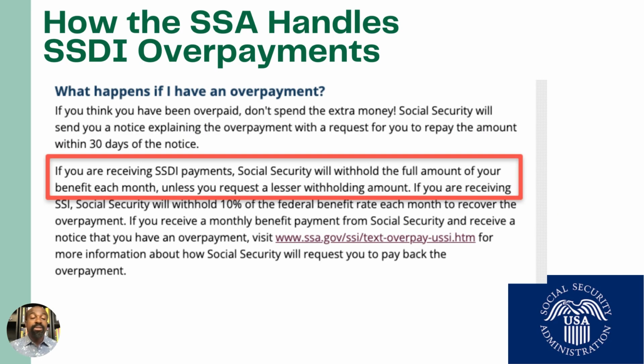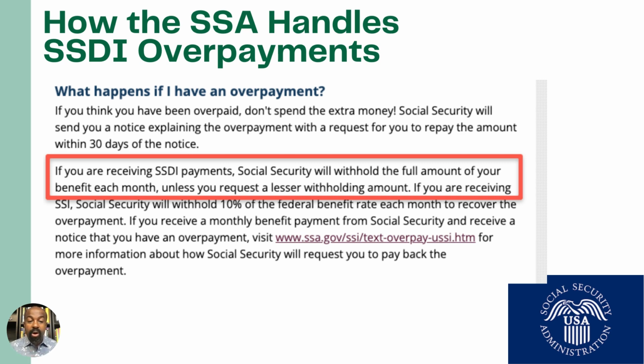So how does the Social Security Administration handle overpayments? Well, they are going to send you a letter, and then they're going to give you options. If you're on SSDI, typically they're taking your future benefits if you don't pay what you owe in full within 30 days. If you're on SSI benefits, they usually take 10% withholding of your SSI benefits until you pay your overpayment in full. So, how this is handled is different with SSI and SSDI, but the concept is the same.